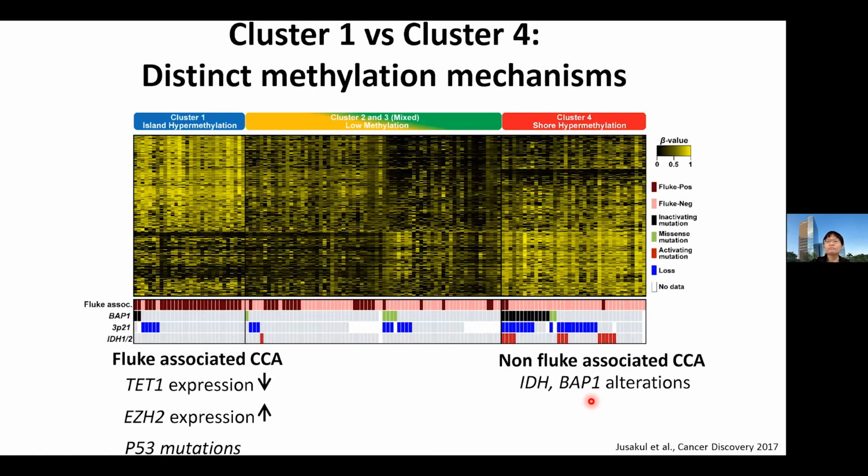Whereas in cluster 4, because they are all non-fluke associated cholangiocarcinoma with IDH and BAP1 alterations for the majority of the tumors in these clusters, and activating mutations in IDH1 have already been shown to cause hypermethylation in many different cancers. And BAP1 mutations have been associated with hypermethylation in RCC, and now we show that it is also associated with hypermethylation in CCA.